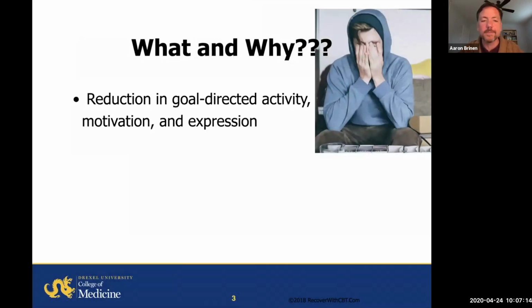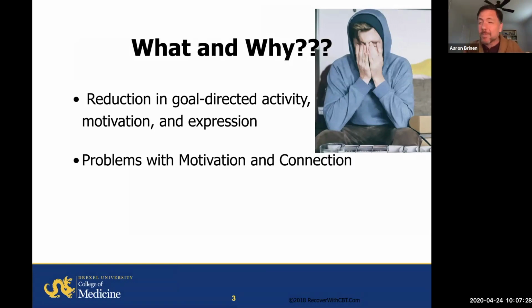So what and why, right? So what are they? A great way to think of it is it's a reduction in goal-directed activity, motivation, and expression. That's very technical. The way I like to think of it is it's really problems with motivation to engage in activities, and it's also a problem with connecting with other people, right? It's either a reduction in the ability or just there's something getting in the way of it. Which, if you think about not being motivated to engage in activity and not connecting with other people, most things that you want to do in life get really hard if you have a reduction in the ability to connect with other people and a reduction in the motivation to engage in activity.